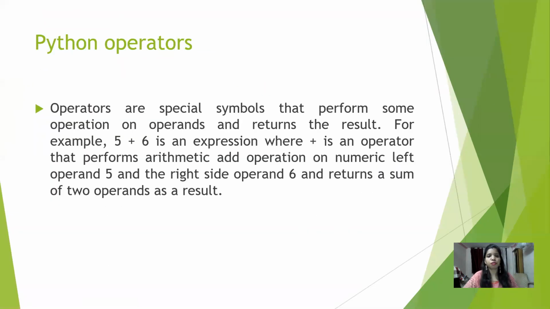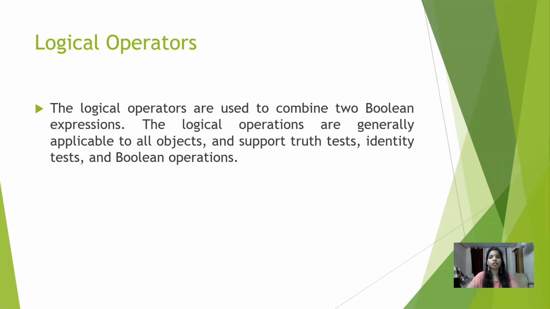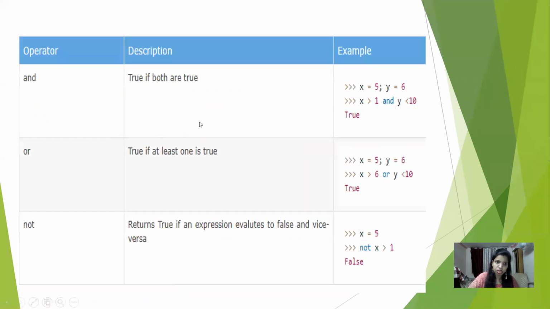Now next is logical operator. For logical operators, we are performing operations on two boolean values. Suppose x is 5, y equals 6, and we are checking two conditions simultaneously, x greater than 1 and y less than 10. If the AND command is there, both should be true. 5 is greater than 1, right? 6 is less than 10, right? If both are true, then the answer will be true.